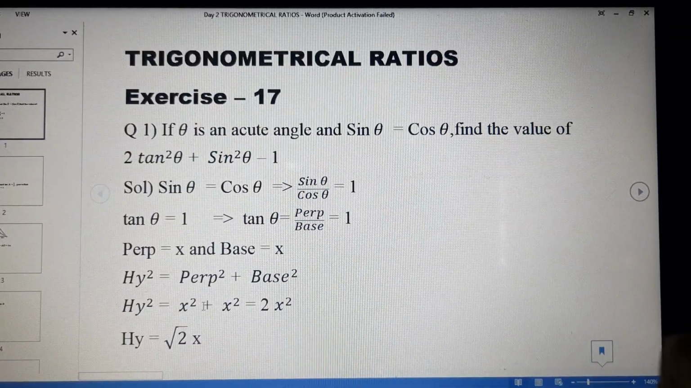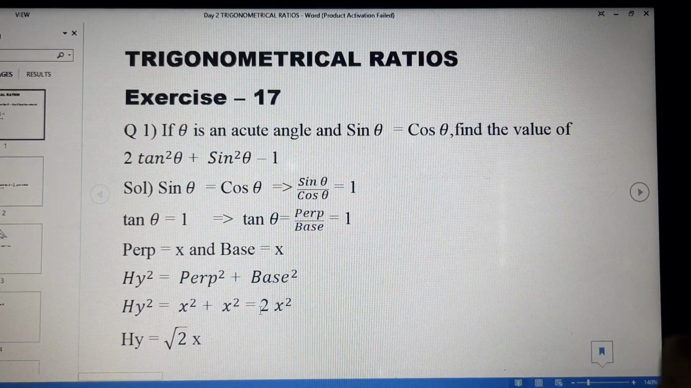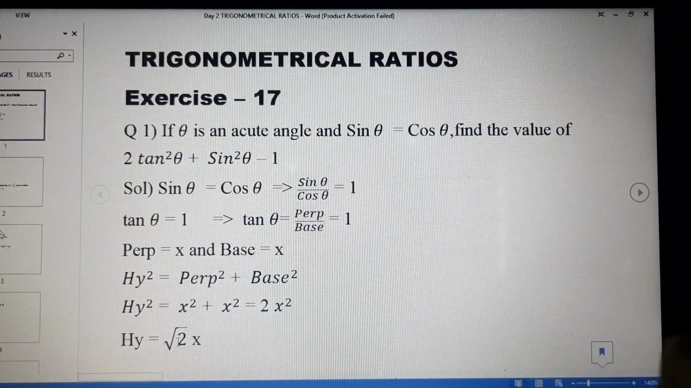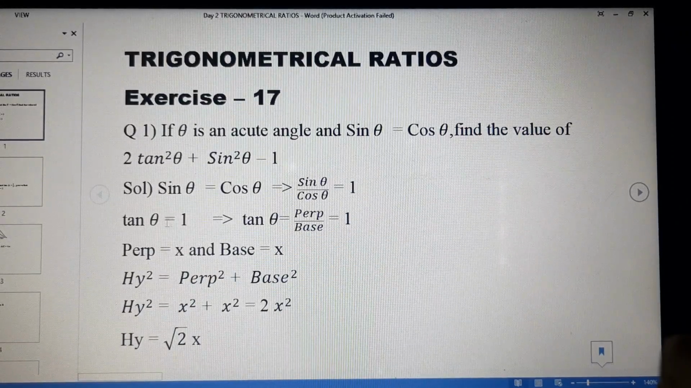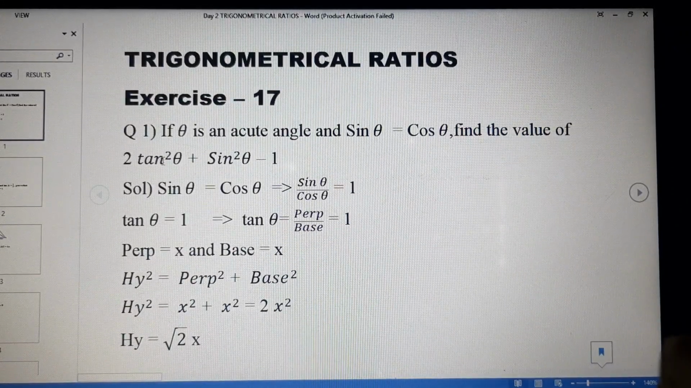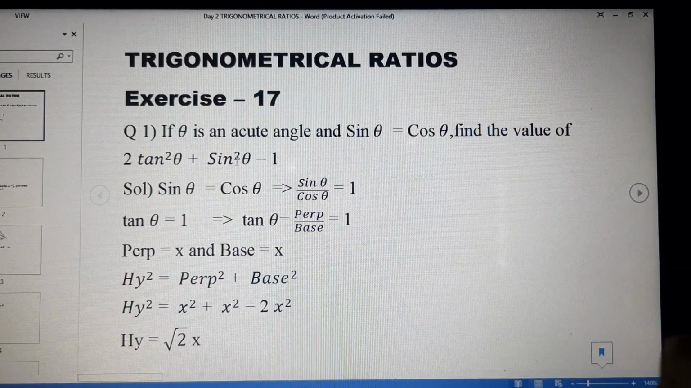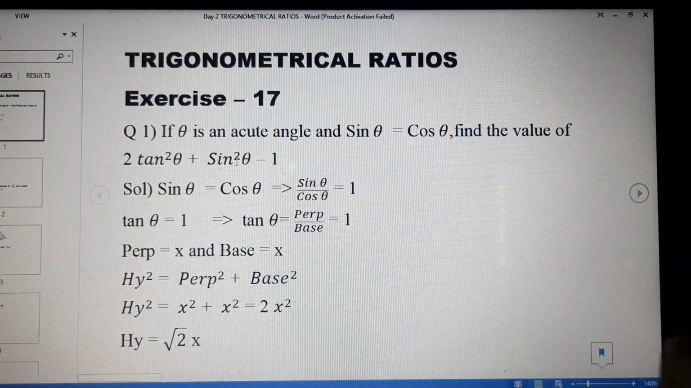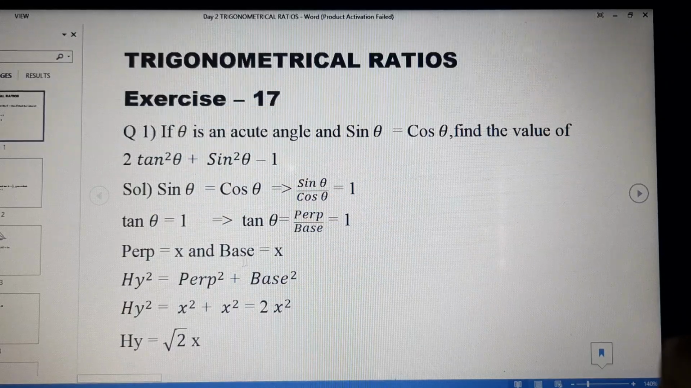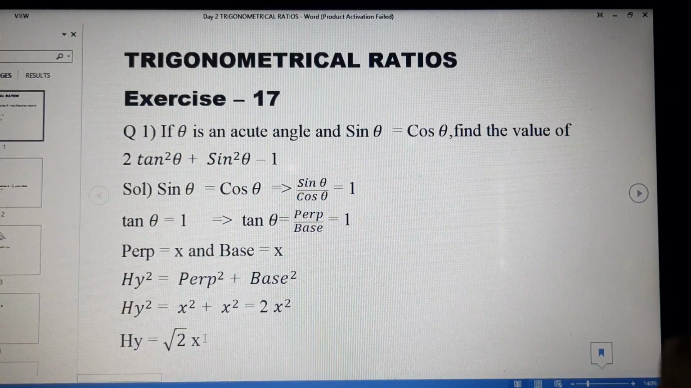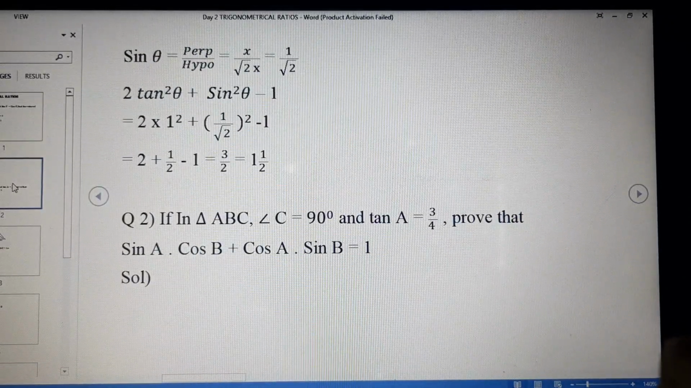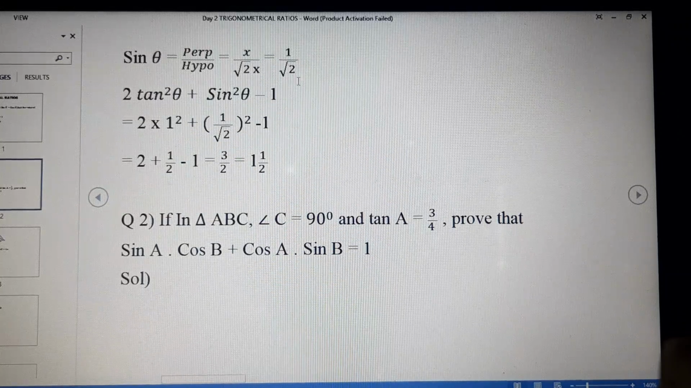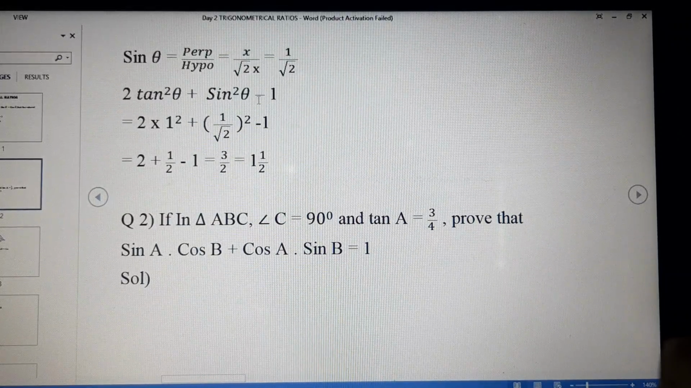So hypotenuse square is equal to x square plus x square, which is 2x square. If we calculate the square root, hypotenuse is root 2 x. Tan theta is already given as 1. Sin theta is equal to, with the definition, perpendicular upon hypotenuse. So perpendicular is x, hypotenuse is root 2 x. So x upon root 2 x, x is cancelled, 1 upon root 2. Sin theta is 1 upon root 2. Clear?